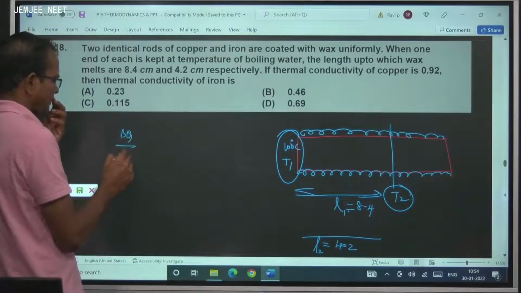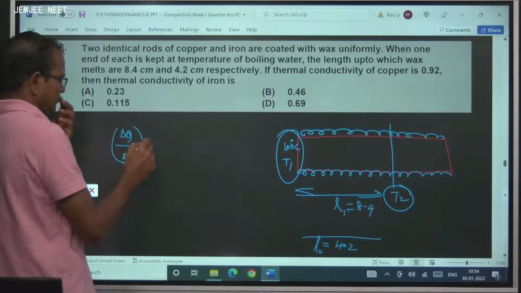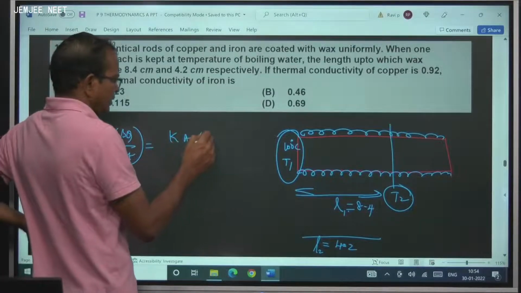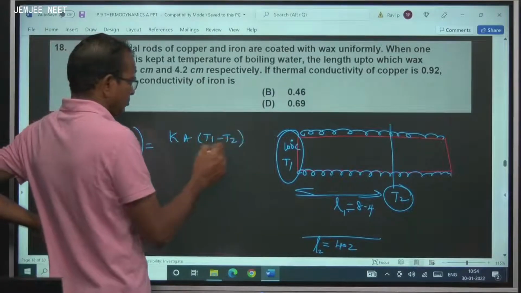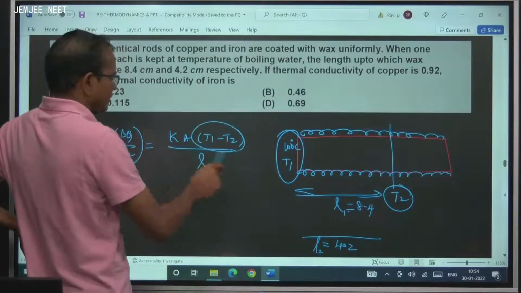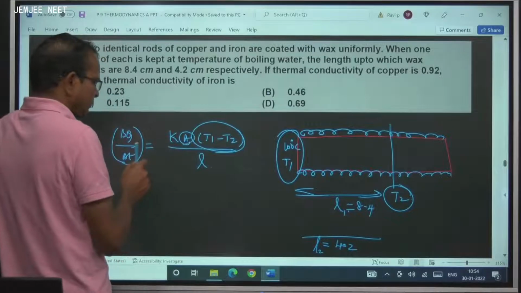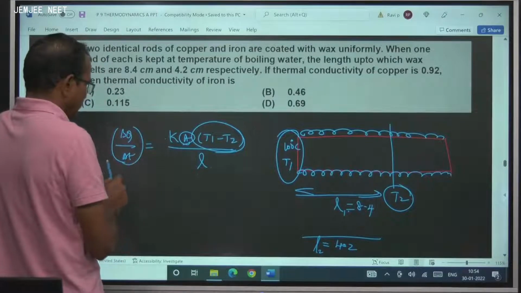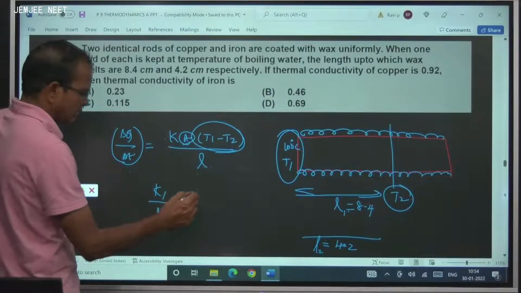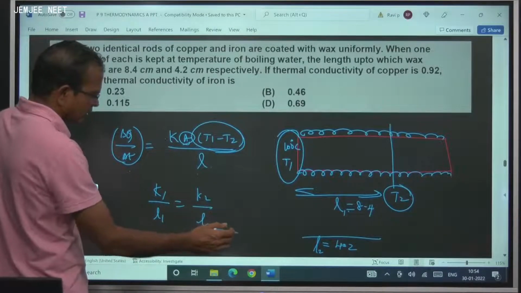Quantity of heat flowing per time is equal to KA (T1 minus T2) by L. Now, looking at both rods, T1 and T2 are the same, A is the same, K and L are different, and the quantity of heat is the same. Therefore, K1 by L1 equals K2 by L2. That's all.